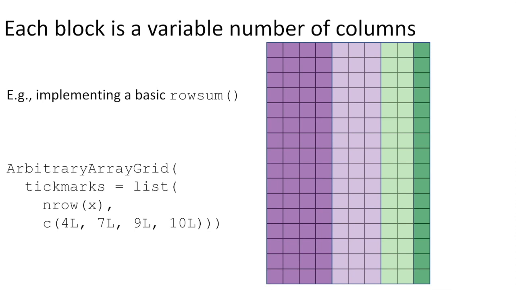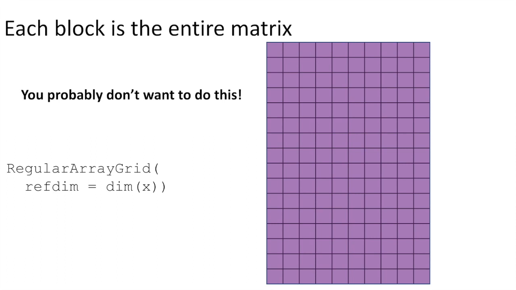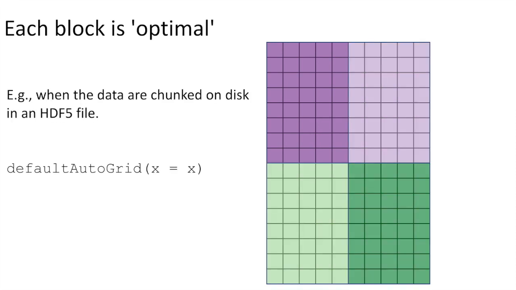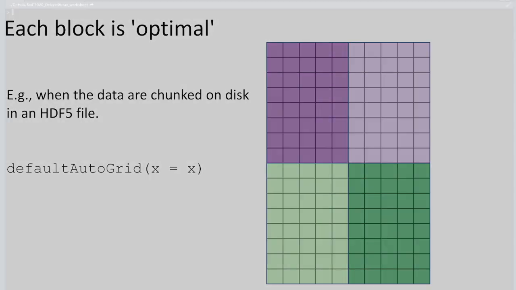We might also have an algorithm such as row sum that requires a variable number of columns. Conceptually, we could treat the entire matrix as a block. However, this rather defeats the purpose of using the delayed array because it will load the entire dataset into memory. There's also some notion of optimal blocks, and we'll return to these later in the workshop. These may be sub-matrices of our original matrix, perhaps corresponding to how the data are stored on disk.